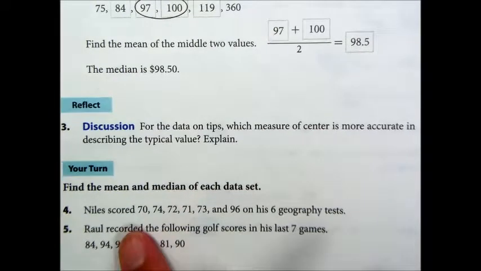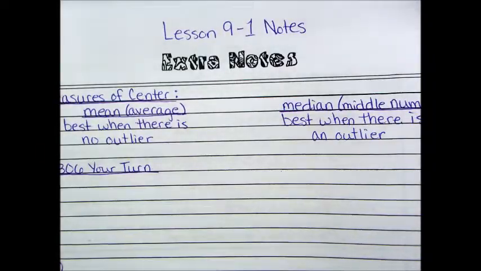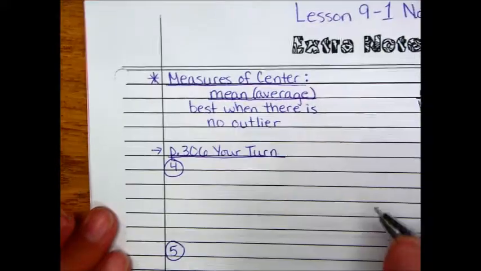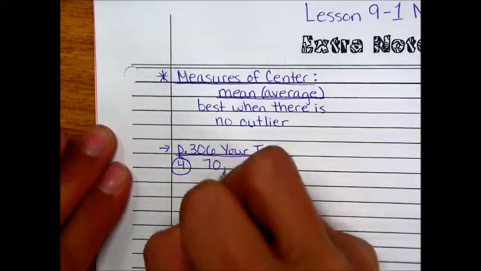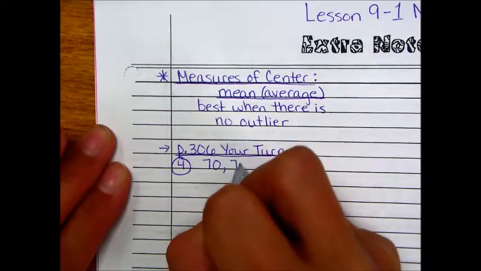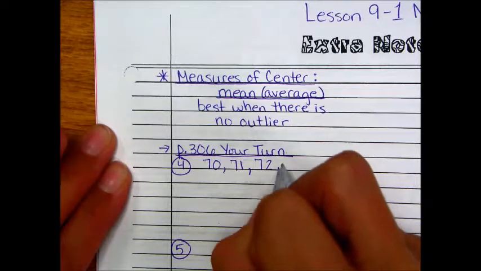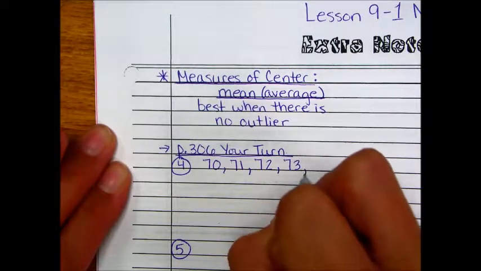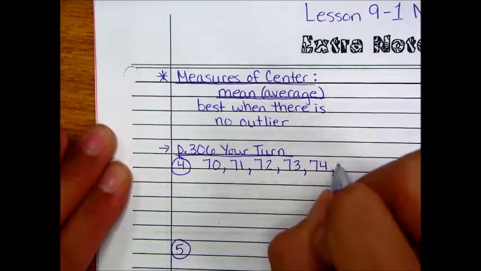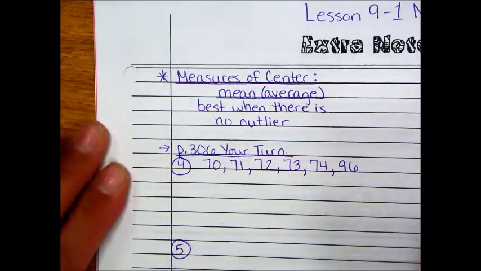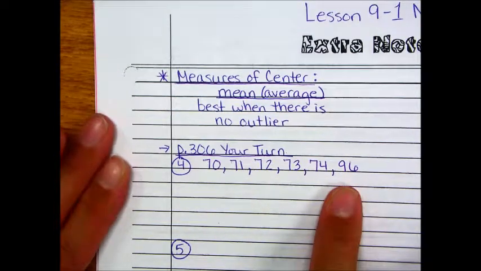So I'm going to write down here Niall's scores from his last 6 geography tests, but I'm going to take the time to put them in order. So if you're working this out with me, smallest score that I see is a 70, and then I see a 71. There is a 72. There is a 73, there is a 74, and then there's a 96. So you should have 6 numbers altogether in your list, otherwise you skipped one.